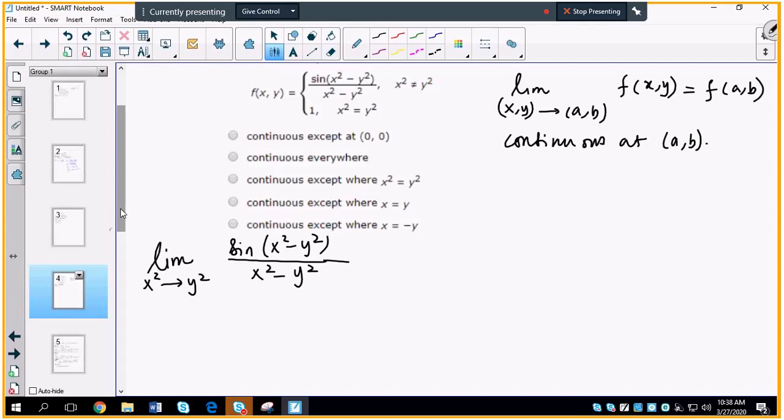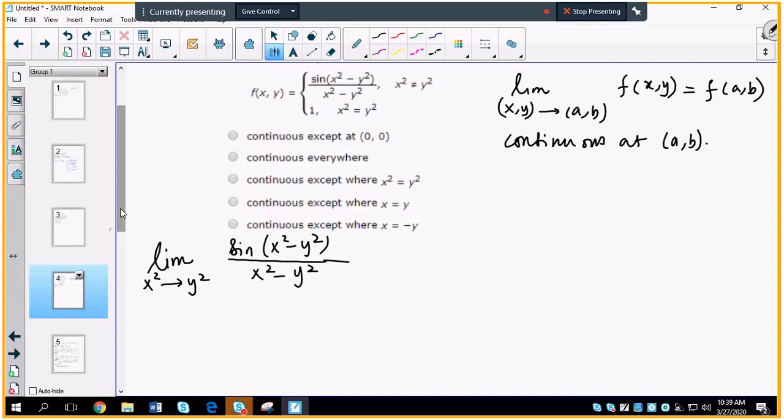So I'm trying to avoid that situation. So it is continuous everywhere for sure, except when x squared and y squared are very close to each other. So I want to eliminate that situation as well. I already know this function is continuous everywhere on the plane when x squared and y squared are not close to each other. So what happens when they are getting close to each other? So we're trying to evaluate this limit.